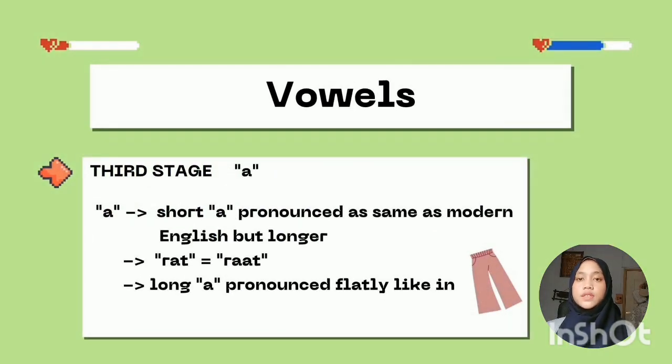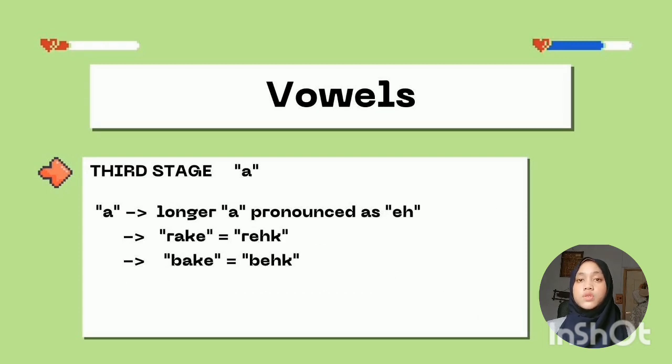In Elizabethan English, short A's in words such as rat were pronounced about the same as in modern English. However, the A was prolonged, as in rat. Additionally, short A's were also pronounced flatly, as in pant, and words like father would rhyme with the word rather. On the other hand, long A's sounded similar to the vowel in thus. Words such as rake and bake would be said as rake or bake.